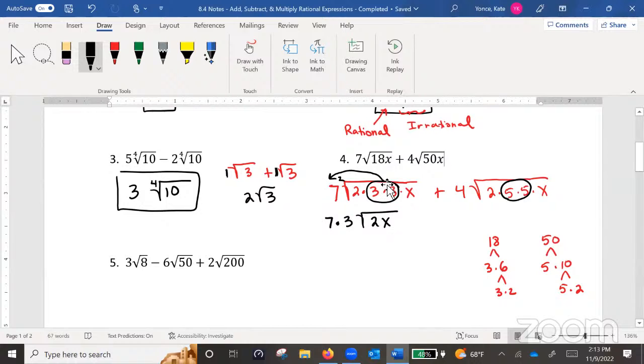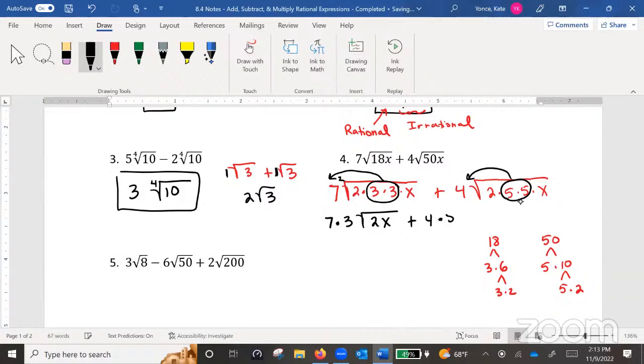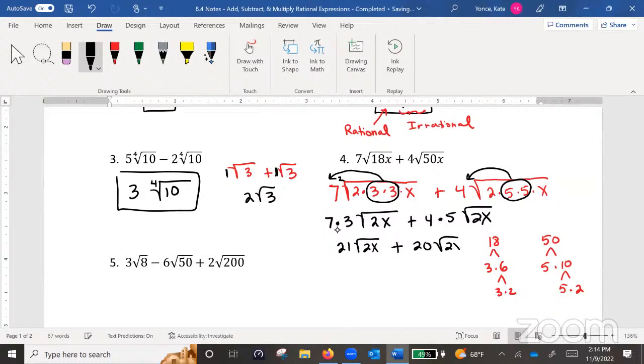So remember, when you circle a group, you just take out the number that's representing that group. That's a group of 3s, so we just take out a 3. This is a group of 5, so we just take out a 5. But it goes with the 4, so 4 times 5 square root of 2x. Now, 7 times 3, multiply the things in front. So 21 square root of 2x plus 20 square root of 2x.